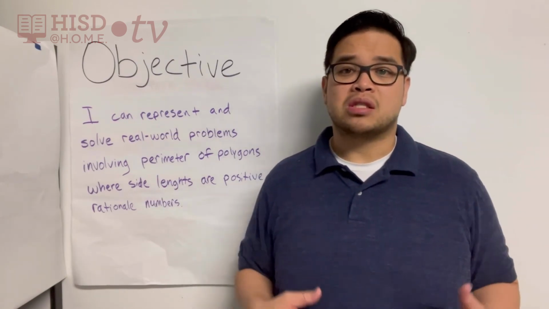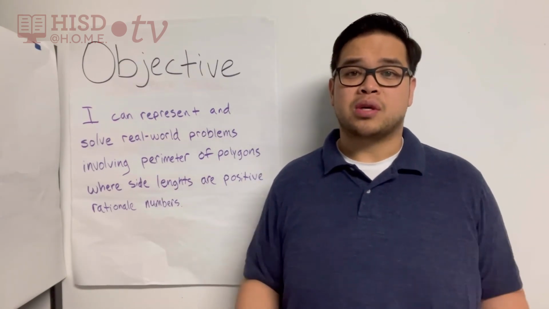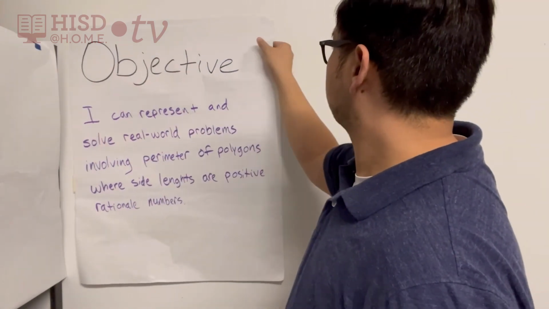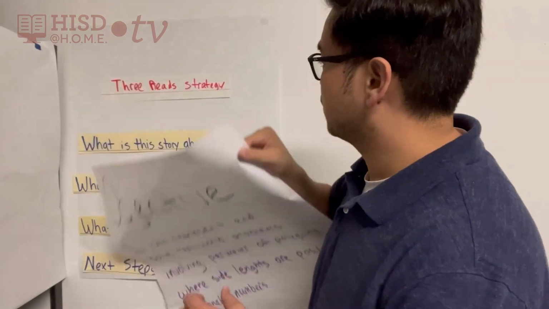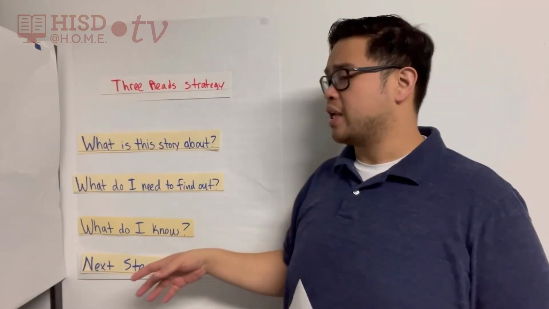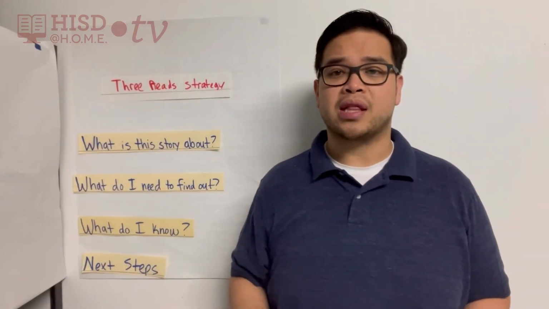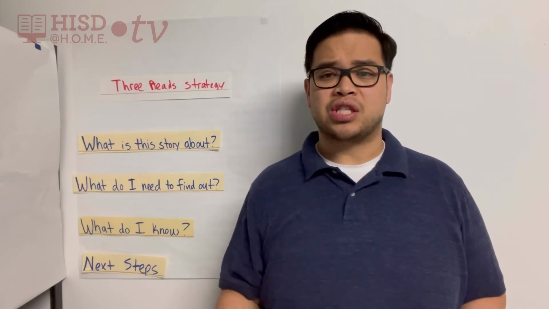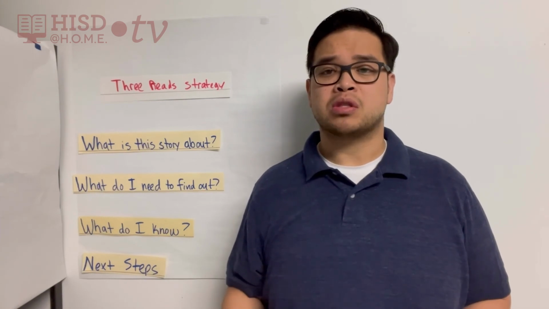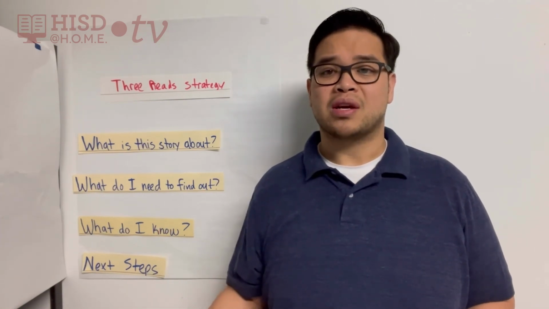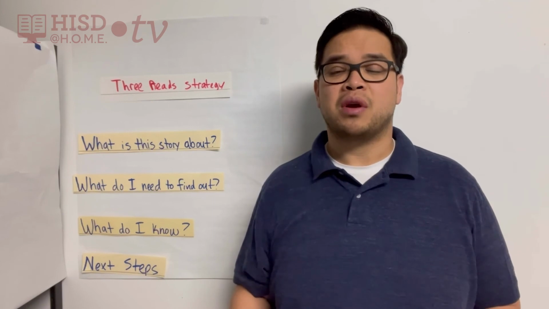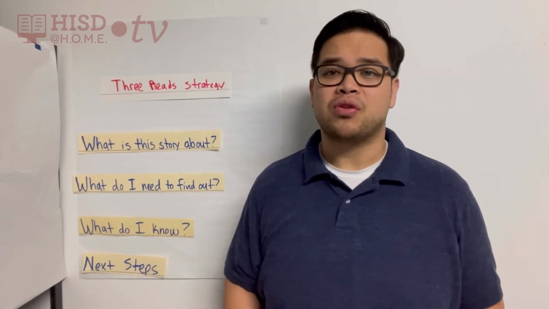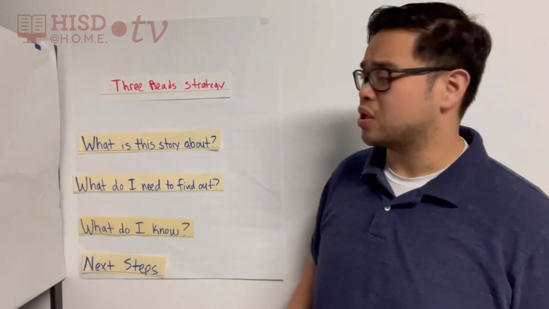And one more thing I'd like to talk about is the math strategy that we used today, which was the 3-read strategy. Again, this is a strategy that will help you break down the word problem or the math story so that, one, you're able to understand it a lot better. Two, you're able to solve the problem without getting stuck. And three, it helps you better understand and comprehend not only that problem, but what they're asking you to do. So let's review these questions.